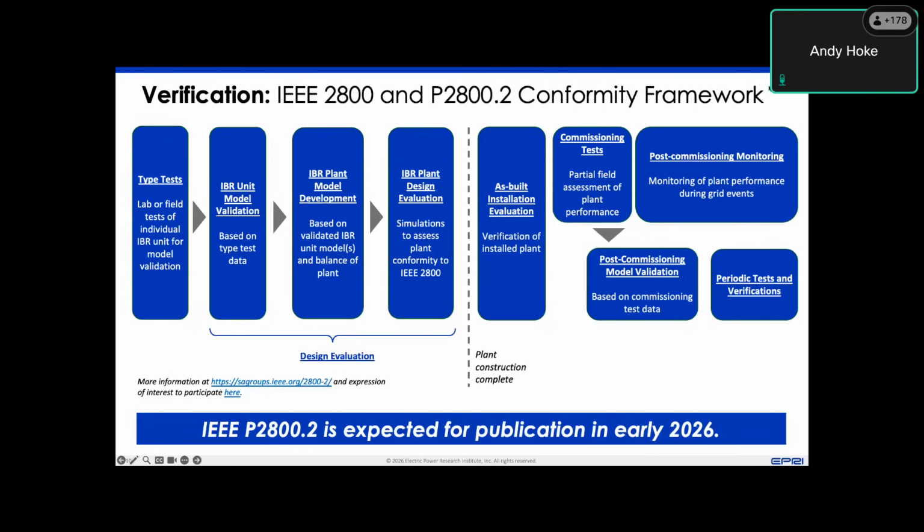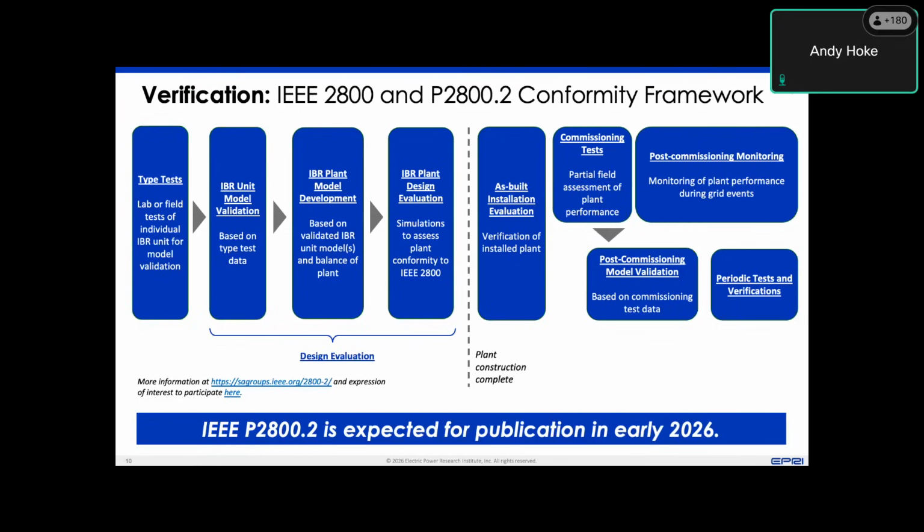We've already talked in some of these other ESIG webinars and other forums quite a bit about what's in 2800.2, so I'll just really quickly summarize. Since 2800 contains plant level requirements, but plants are made up of inverters and collector systems and transformers and all kinds of other devices, power plant controllers, you can't just run a test on an inverter and know whether it's going to conform to 2800.